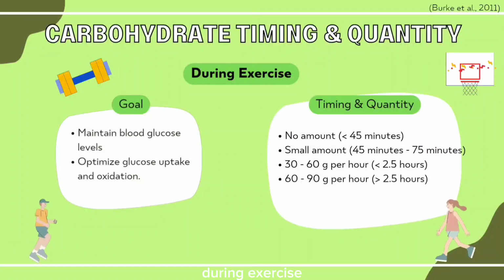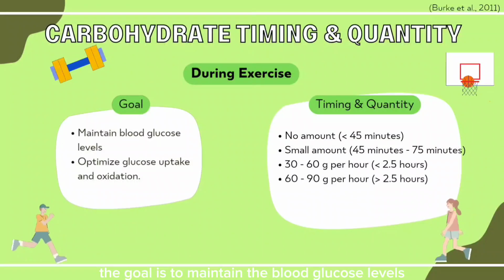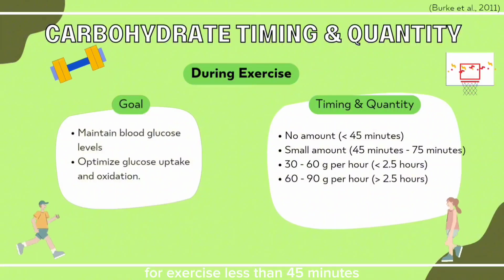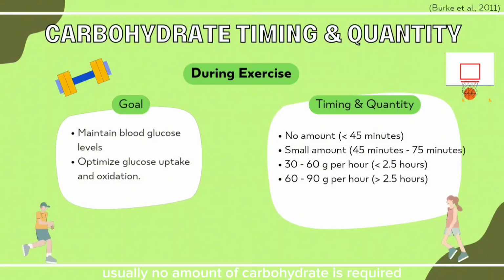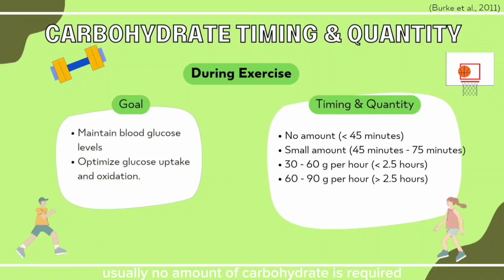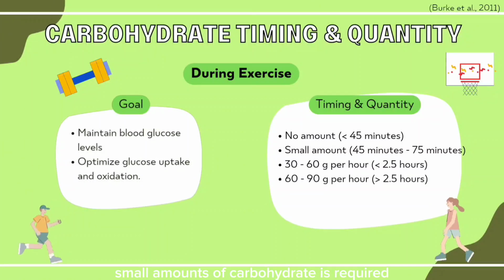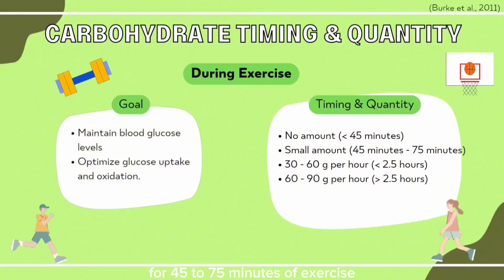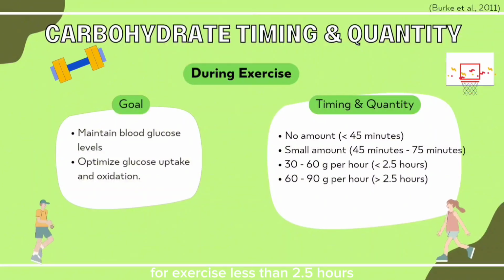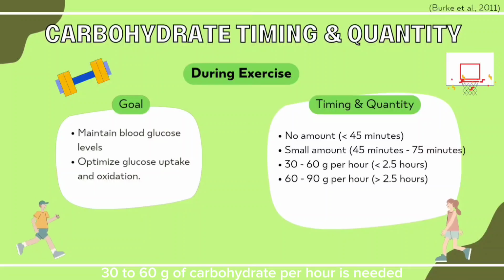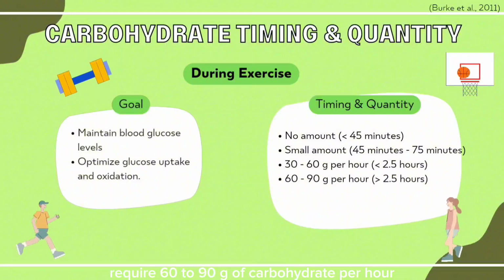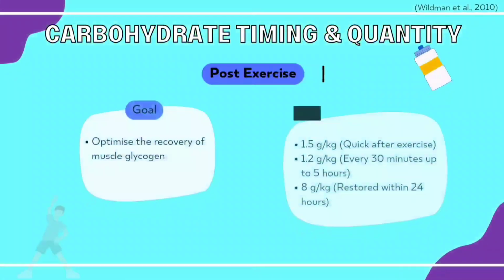During exercise, the goal is to maintain the blood glucose levels and optimize glucose uptake and oxidation. For exercise less than 45 minutes, usually no carbohydrate is required. Small amounts of carbohydrate are required for 45 to 75 minutes of exercise. For exercise less than 2.5 hours, 30 to 60 grams of carbohydrate per hour is needed, while exercise more than 2.5 hours requires 60 to 90 grams of carbohydrate per hour.